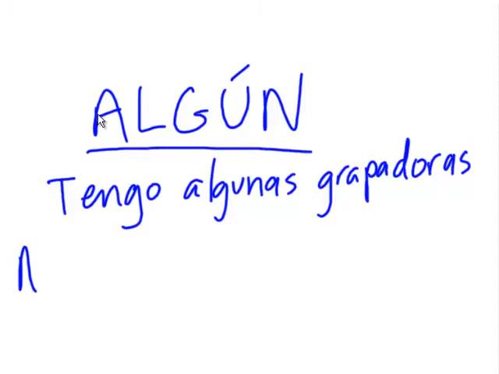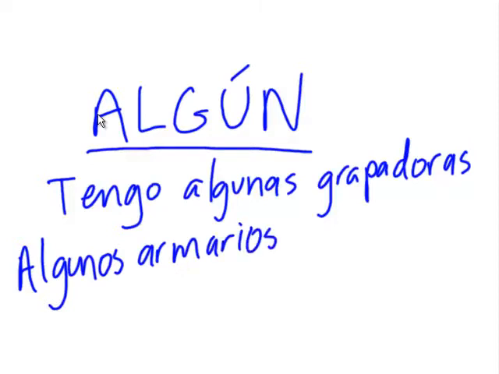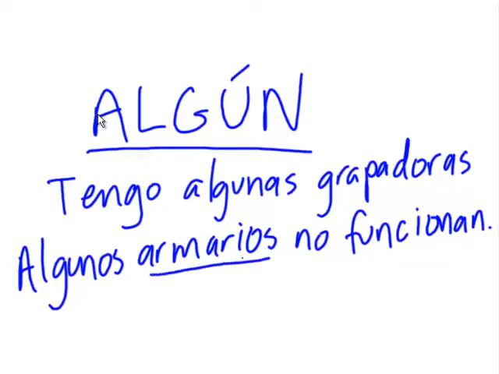Or we can say something like, algunos armarios no funcionan. Running out of space. Algunos armarios no funcionan. Now notice it's masculine and plural, so masculine and plural. This algunos is going to match in gender and number with the noun that it modifies. There we go with that grammar phrase again. So since armarios is masculine and plural, this is masculine and plural. Since grapadoras is feminine and plural, algunas is going to be feminine and plural.